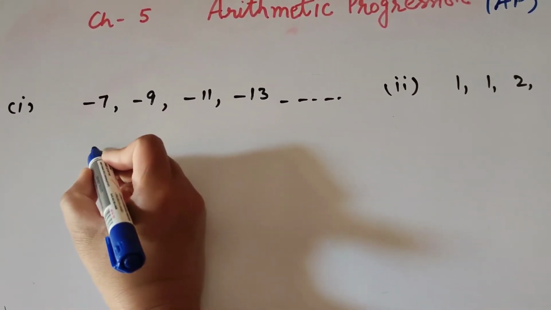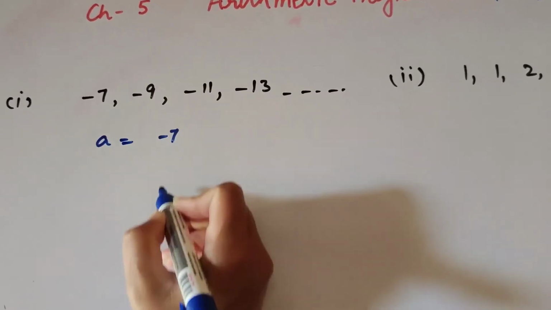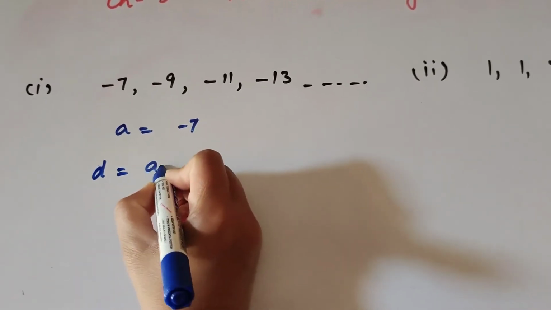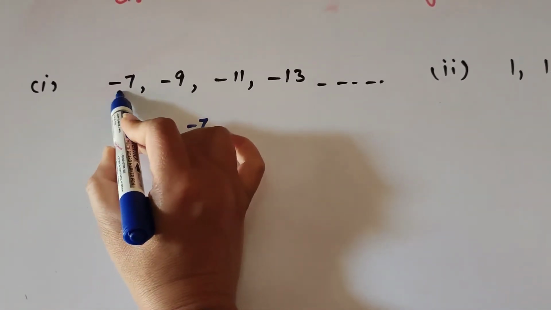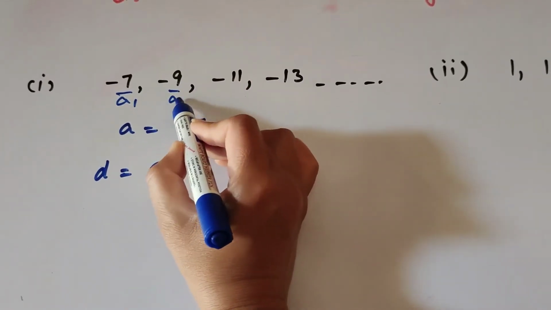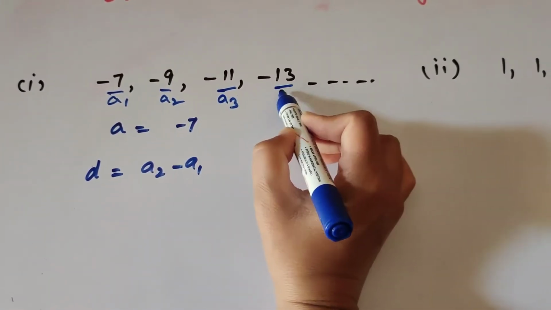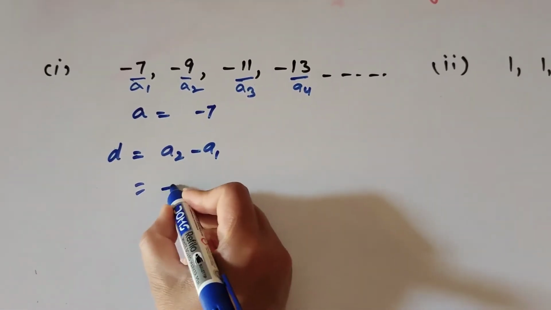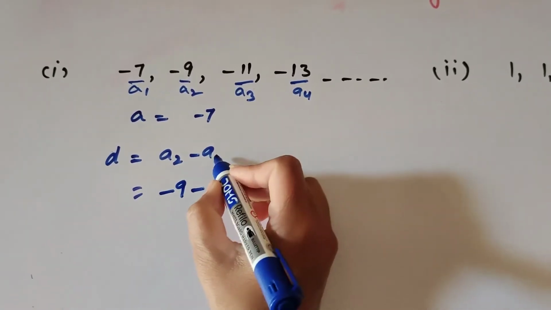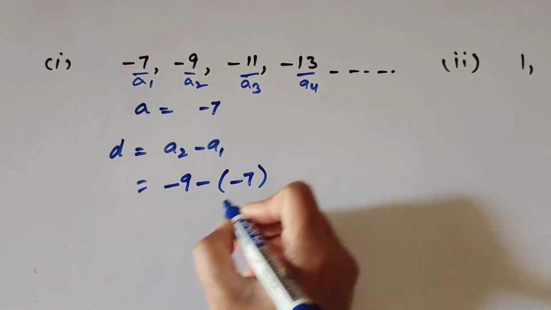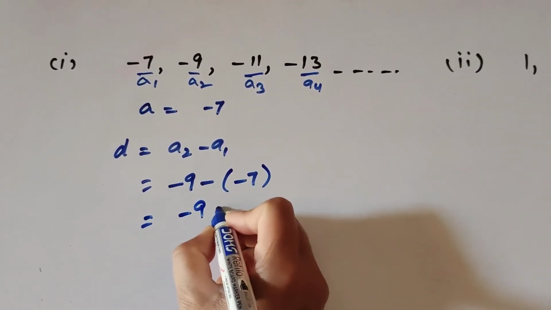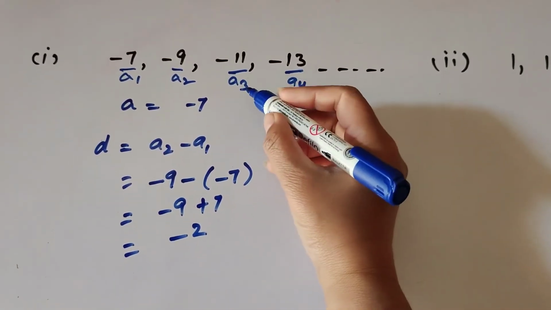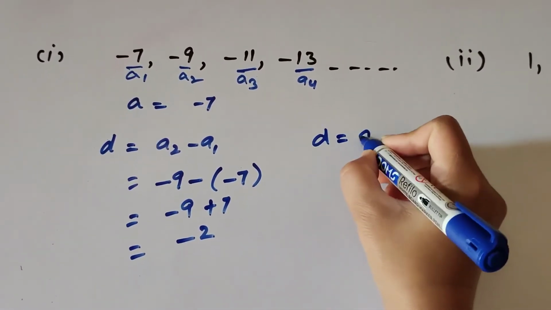In the first, there is minus 7. A is equal to minus 7, A is the first term, then minus 9. So we find their common difference. It is A2 minus A1: minus 7 is A1, minus 9 is A2, minus 11 is A3, minus 13 is A4, and so on. So A2 minus A1: A2 is minus 9 and A1 is minus 7. So minus 9 minus minus 7, the minus minus becomes plus 7, minus 9 plus 7 is equal to minus 2. Now we find the difference for the next term, A3 minus A2.